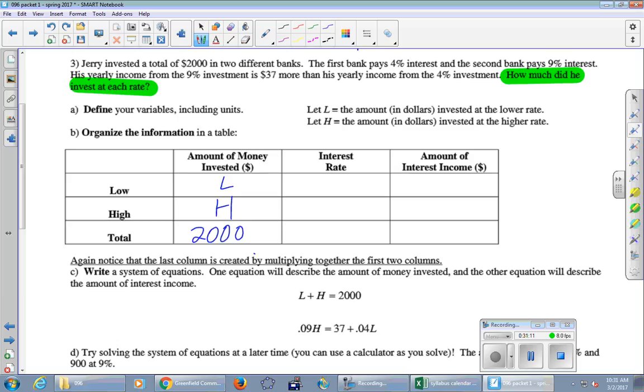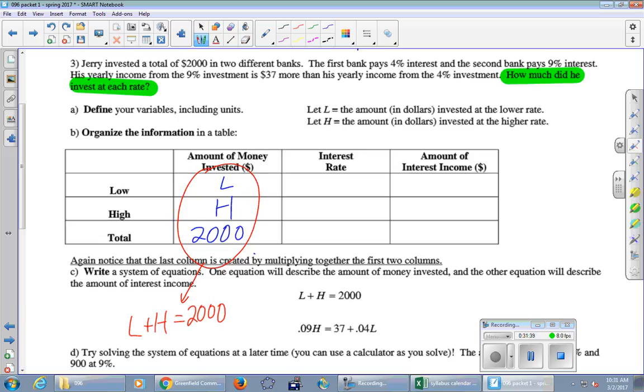And in fact, for kicks, why don't we just write an equation right now before we fill in the rest of the table? L plus H equals 2,000. That's it, right? Maybe it's 501 and 1,500 in the other, or 701 and 1,300 in the other. But whatever it is, L plus H has to add up to 2,000.